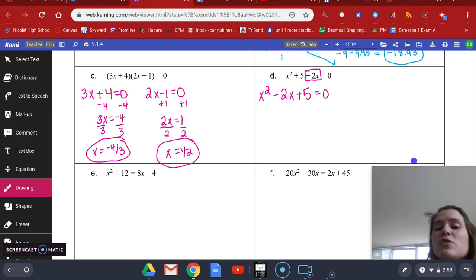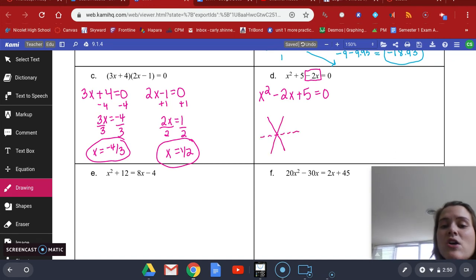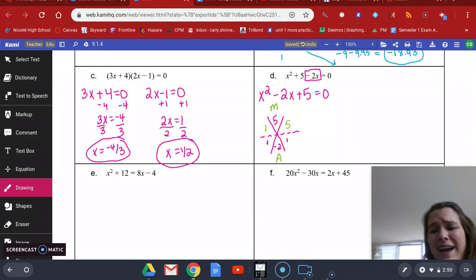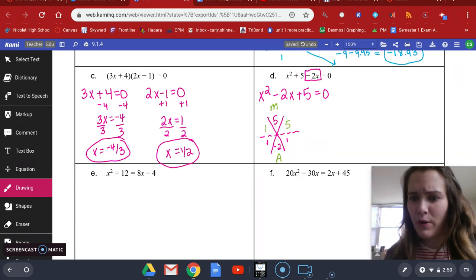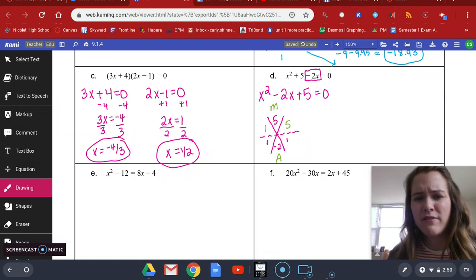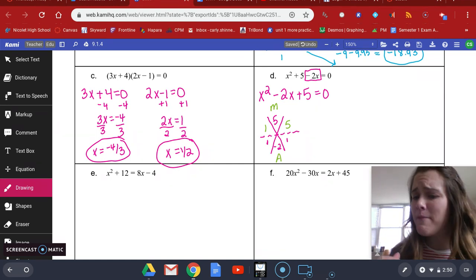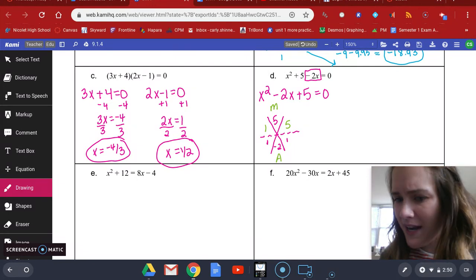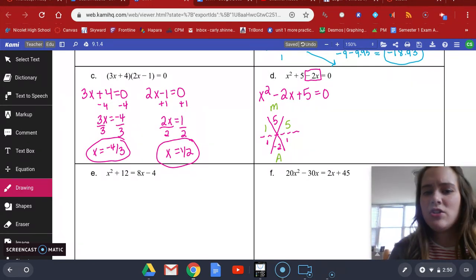Now, these numbers don't look too gross, so I might try to factor, okay? So my A is 1, my B is negative 2, my A times C would be 5. But let's see what happens here, folks. When I try to get something that multiplies to 5 but adds to negative 2, I quickly realize, what? That's not going to work, right? 1 times 5, 1 plus 5 is 6. If I make them both negative, then it would be a negative 6. Like it's just not possible.